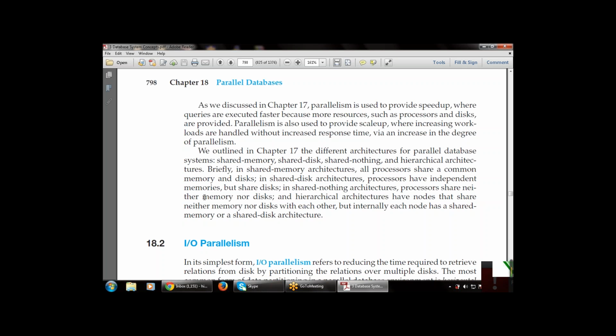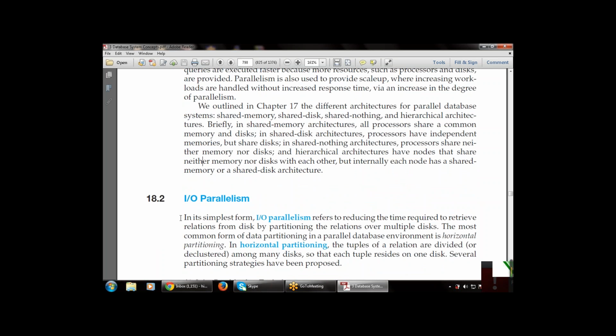Then next is the input-output parallelism. What is the input-output parallelism? In its simplest form, input-output parallelism refers to reducing the time required to retrieve relations from disk by partitioning the relations over multiple disks. So that is reducing the time required to retrieve the relation from the disk by partitioning the relations over multiple disks.